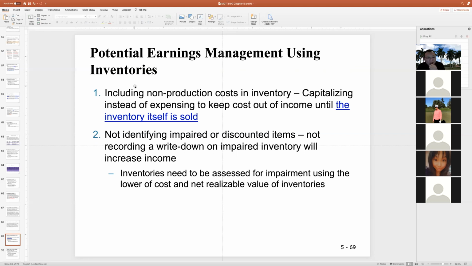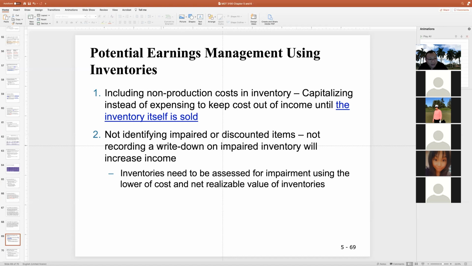Here, for example, if you need to write down an inventory but you are not doing this, in that example your cost is 200, but the NRV is really 180. You don't want to do it because in that entry, you have to debit the cost of goods sold and credit inventory. When you debit the cost of goods sold, you are increasing the cost, so your earnings will be lower. So if you do not do the impairment write down, you could increase the income.